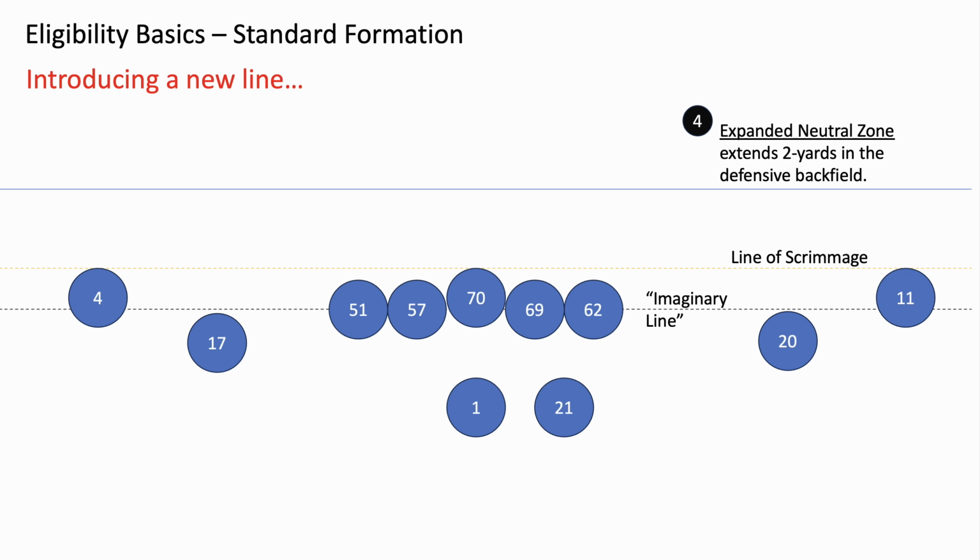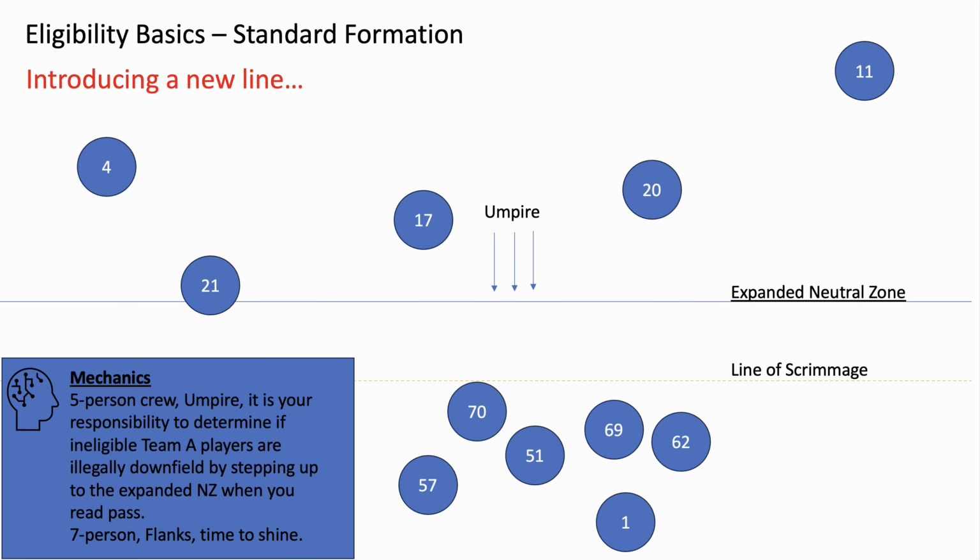So I just alluded to it, but we're going to introduce a new line, and we're going to talk about the expanded neutral zone and how it extends 2 yards into the defensive backfield, and the defensive backfield only. So we have a legal snap, and the offensive line retreats backwards behind the line of scrimmage to cover the quarterback, A1 in this case.